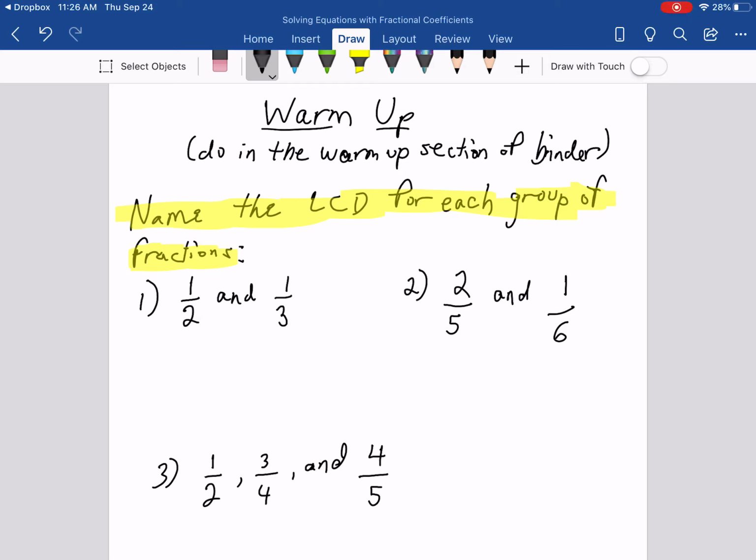Hi everyone. So before we start the lesson on solving equations with fractional coefficients, we need to do a warm-up to review some very important skills that you should know, or at least maybe need a review on. So what I'd like you to do, as it says in the directions, go to the warm-up section of your binder, right? When you're in class with me, I'm going to give you specific papers that I want you to use to do these warm-ups.